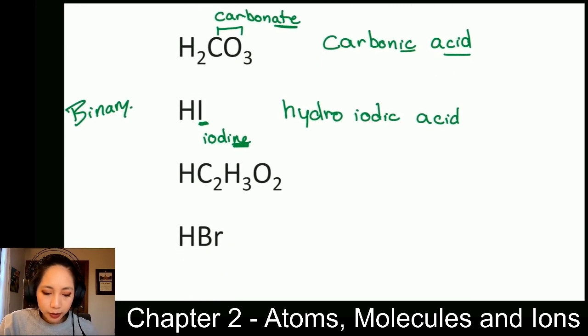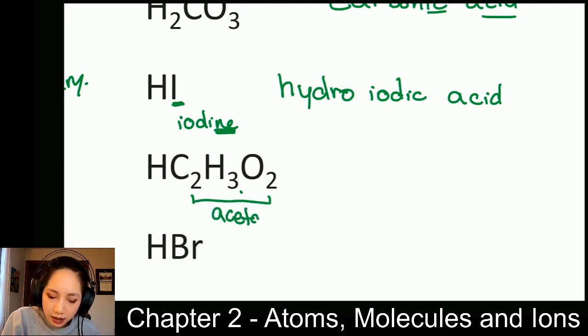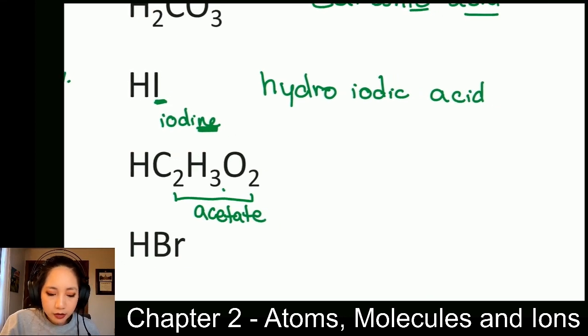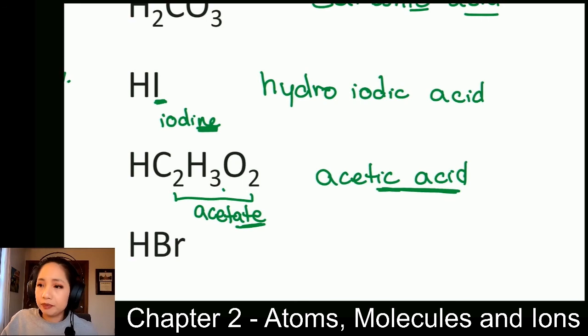Yes. All right, next one. So HC2H3O2. So C2H3O2, this is acetate. All right, and so it is also an oxoanion. It's a polyatomic, so it doesn't fall under our binary rule. So there's no hydro. So we just take the polyatomic name and chop the end off and turn it into ic acid. So this would be acetic acid. Drop the ate and add ic acid instead because it's a binary. Or sorry, because it's an oxoacid.